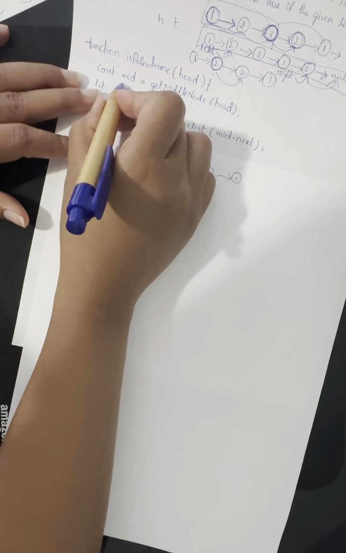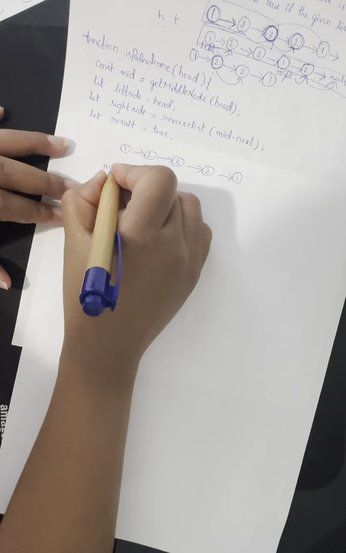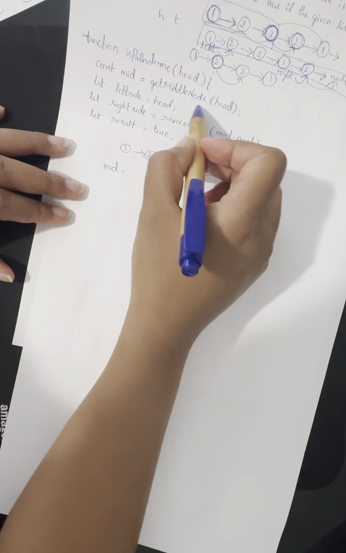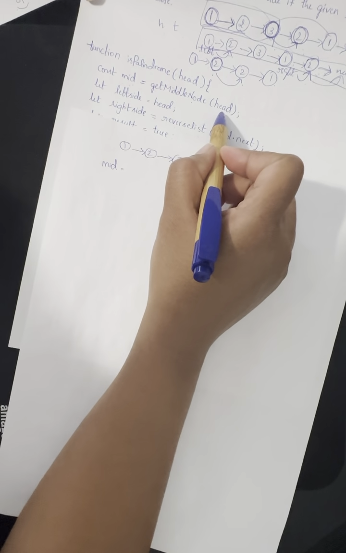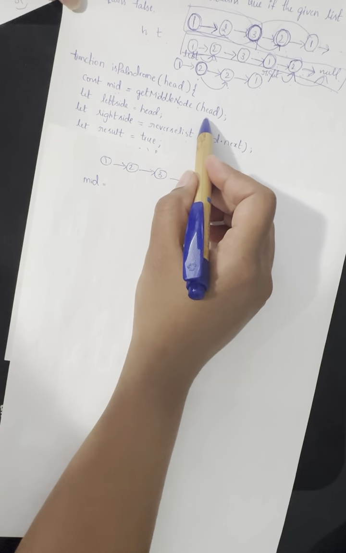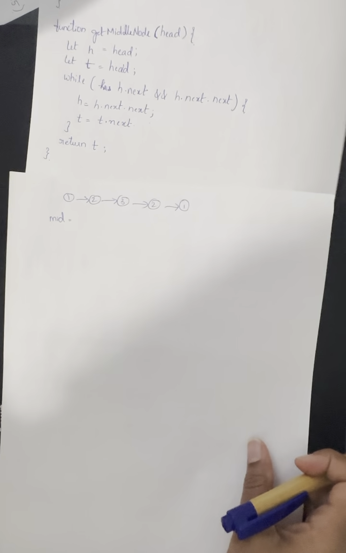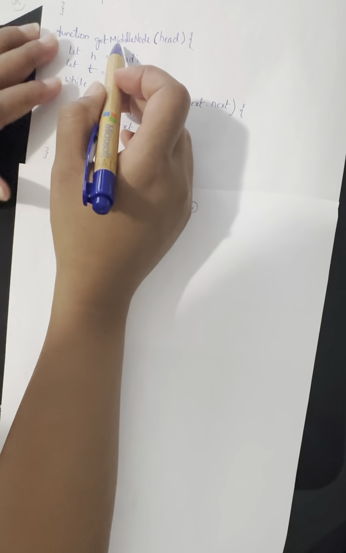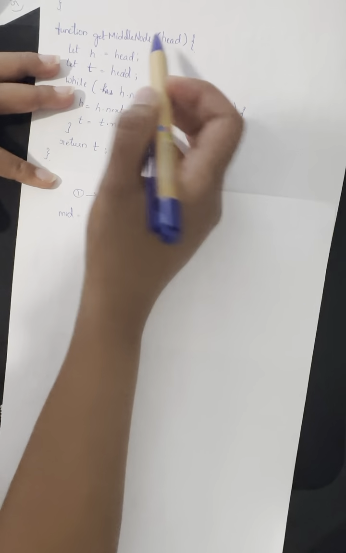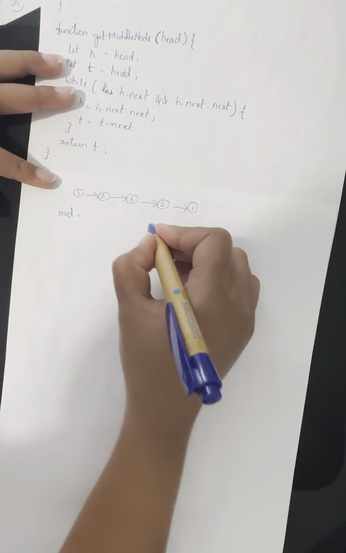So first we need to get the middle node. So mid equals to, we are giving the head as an input to this function. So first we need to get the middle node function is here.